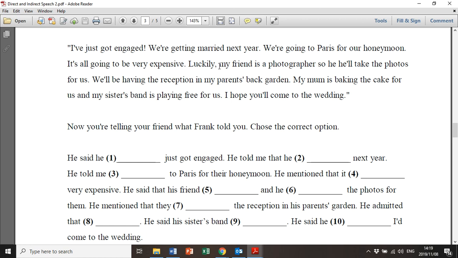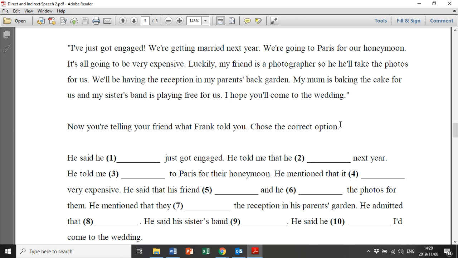Luckily, my friend is a photographer, so he will take the photos for us. Goed, kom ons bepaal die oorspronklike tense, dit is future daai. He will take the photos for us. Future bly dieselfde ongeag. Kom ons kyk wat gebeur. He said that his friend is a photographer and that he will take the photos for them. Behoor die antwoord te wees. He said that his friend is a photographer. Mens kan nou sê, he said that luckily his friend is a photographer and he will take the photos for them.